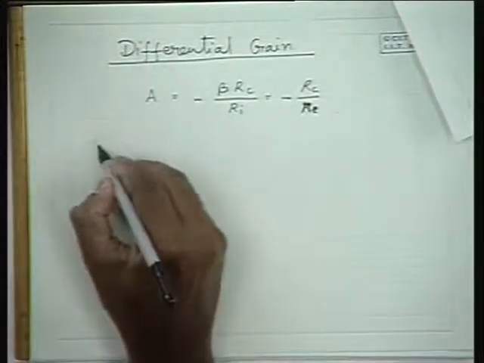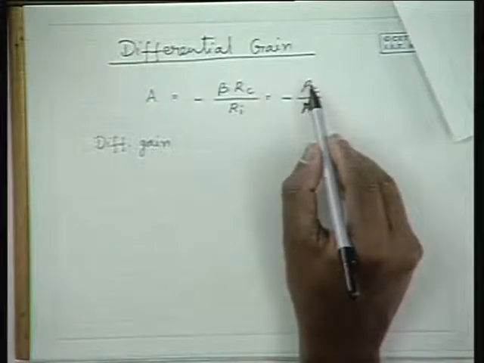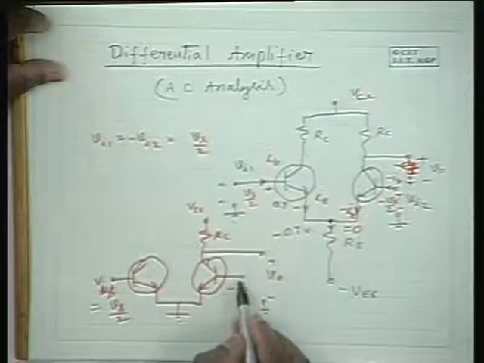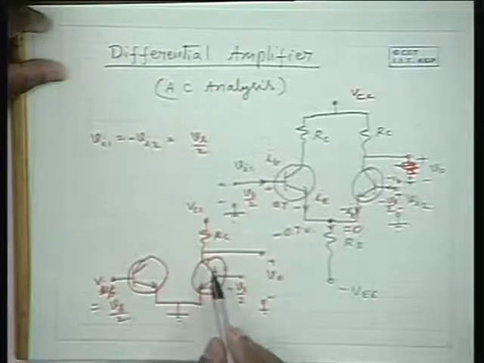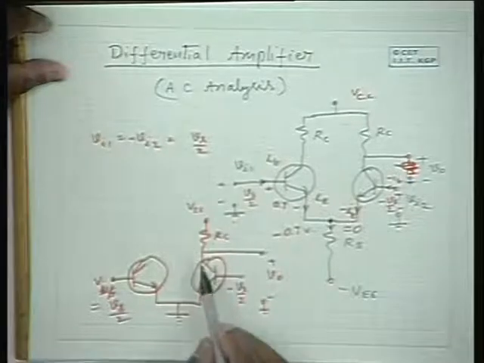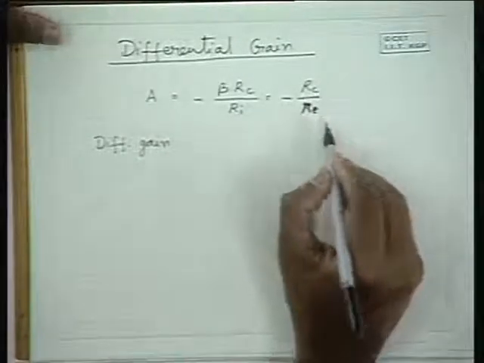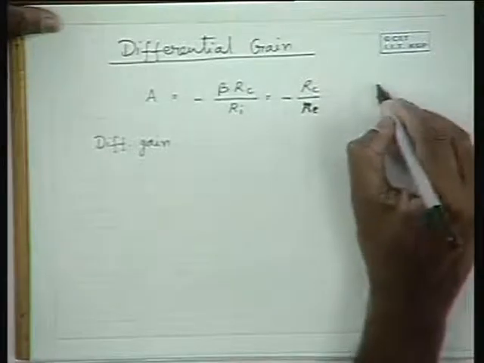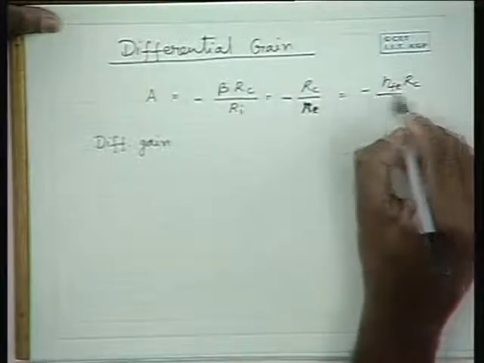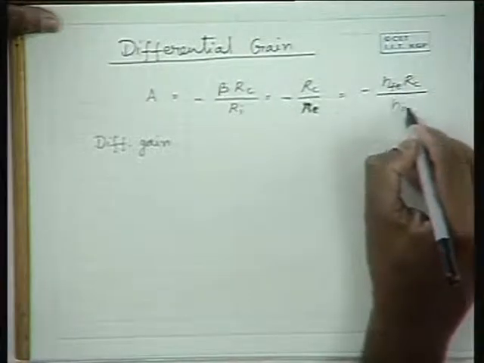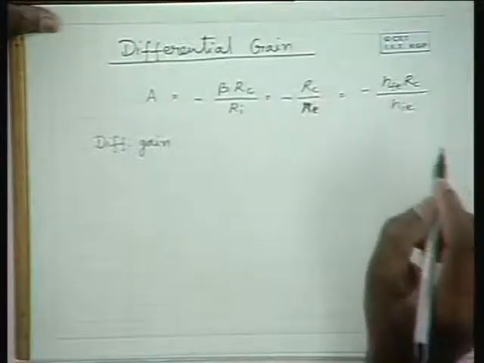Now, the differential gain, please recall that in the circuit here we have R E, and rather beta R E as the input resistance, and the current source is equal to beta times I B, and that current flows through R C. Hence, we get an expression for the voltage gain as minus R C by R E, or in terms of the H parameters, this is equal to minus H F E R C divided by H I E. This is the expression for the voltage gain for a single stage transistor.